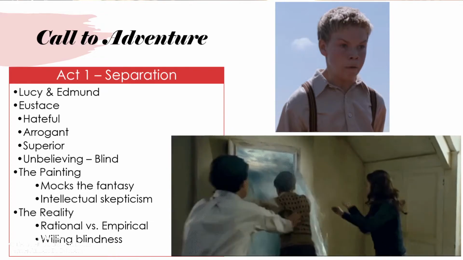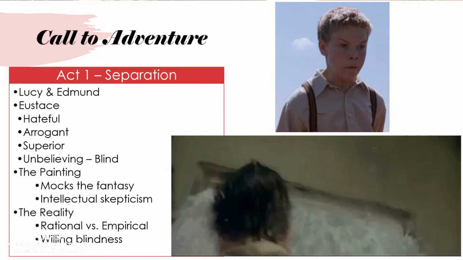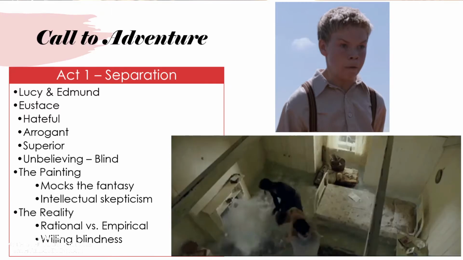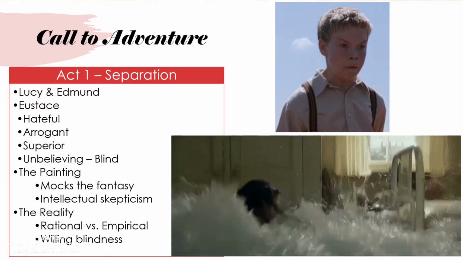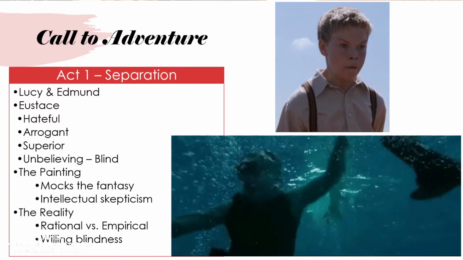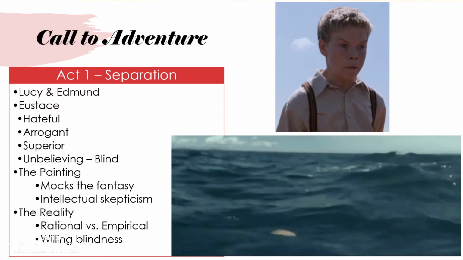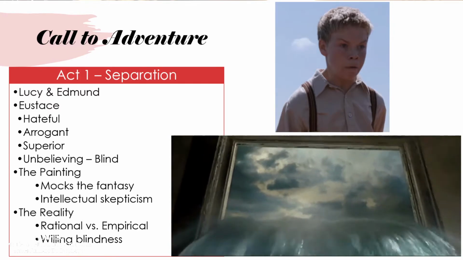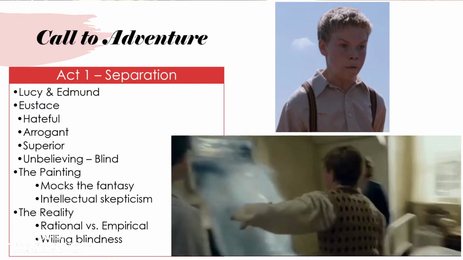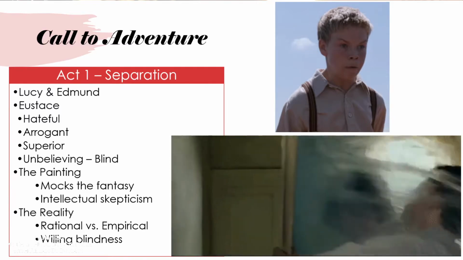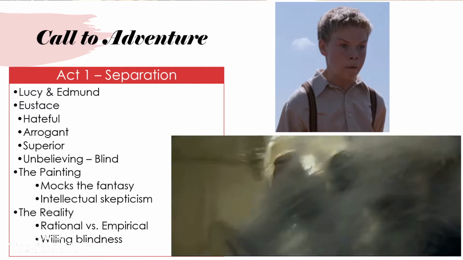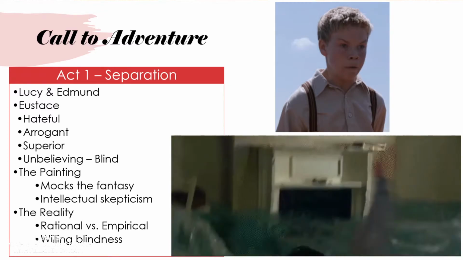And it's going to be this contest between the rational versus the empirical. And his over-rationality, or rationalism, causes him really not to believe what his senses are telling him, what the truth is. It's a willing blindness, like I said. That's going to be really, really important for him. And it's something he needs to do away with if he's going to become a hero by the end of the story.